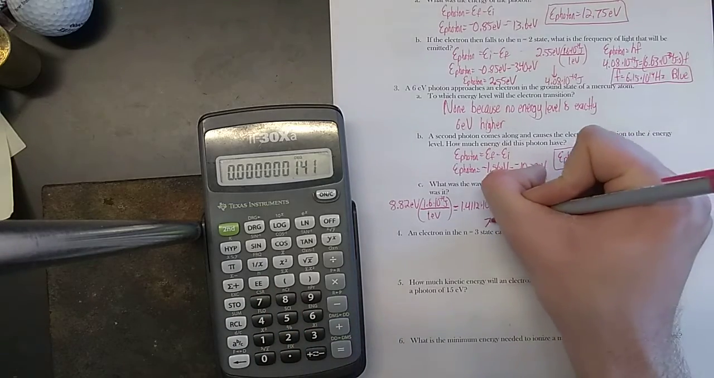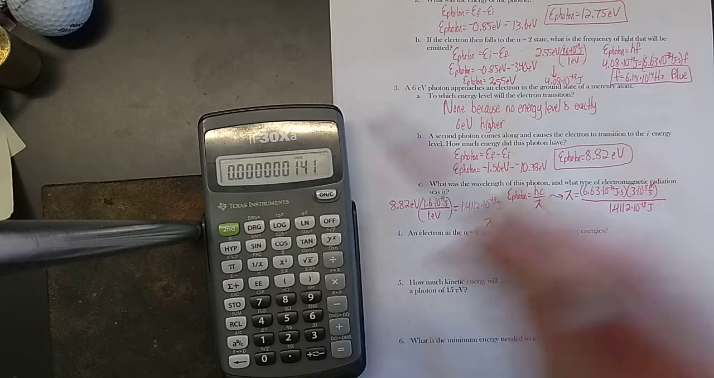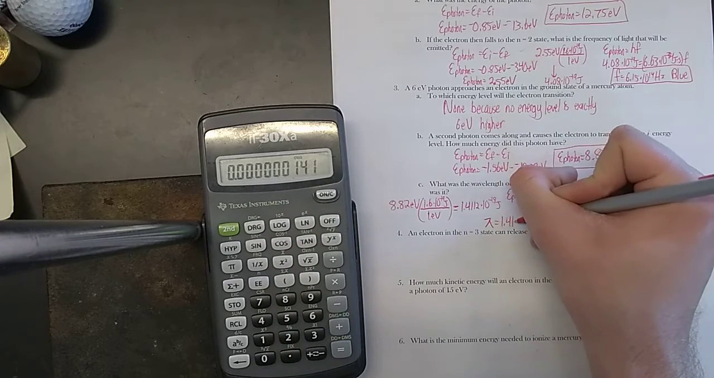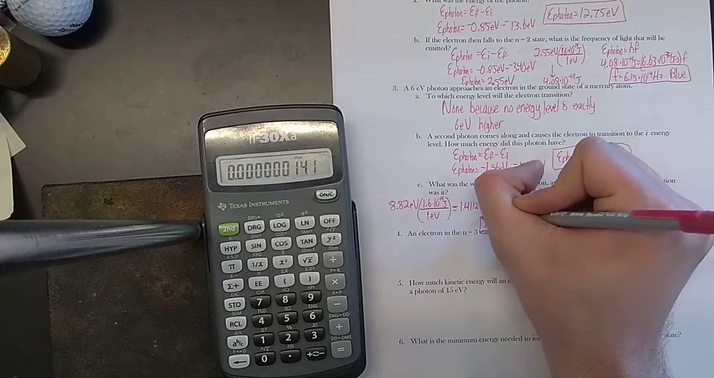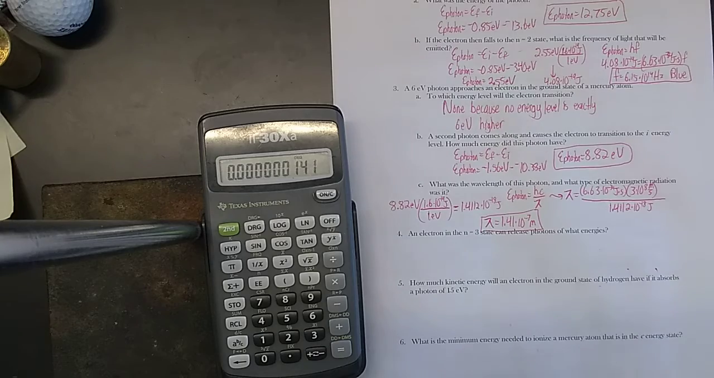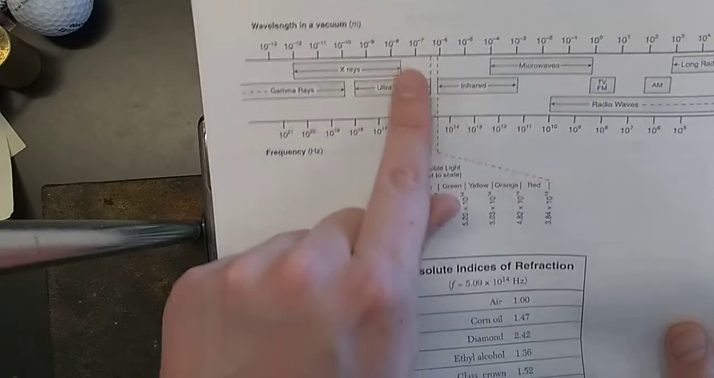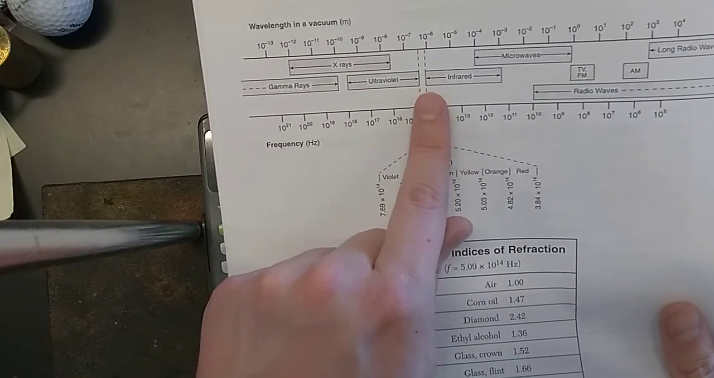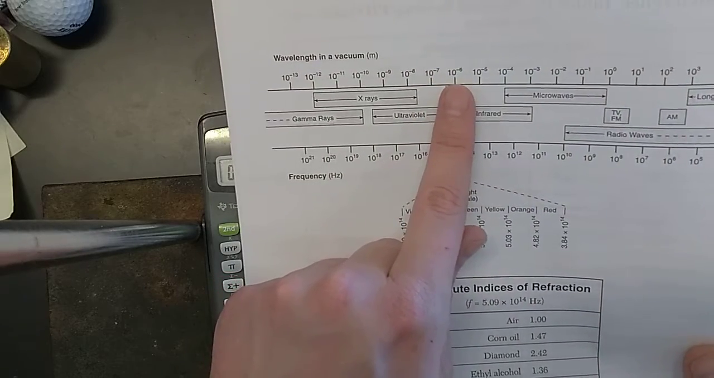We get that the wavelength should be 1.41 times 10 to the negative 7th meters. That's the wavelength. However, I would strongly caution against trying to find what type of radiation it is based on this, because if you look at times 10 to the 7th, it looks like it could be ultraviolet, visible, or maybe even a tiny bit infrared.